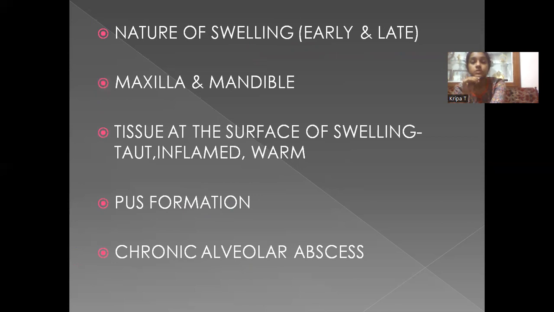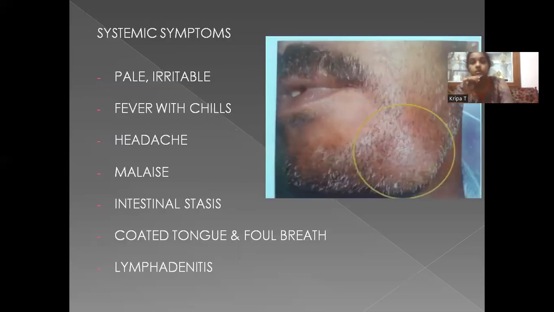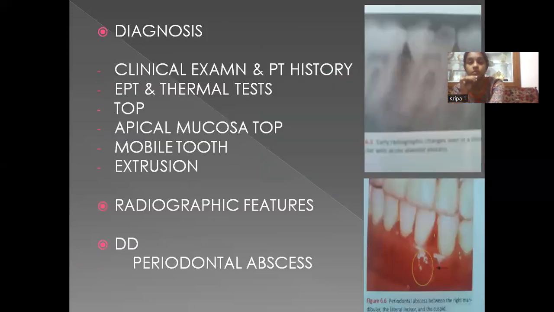So the nature of the swelling is to be noted. Whether it is in the maxilla or mandible is also very much significant. The tissue at the surface of the swelling will always be quite taut, inflamed, and warm. There will be pus formation, and later on it can turn into a chronic state. Plus, there will be a lot of systemic symptoms for the patient: fever with chills, malaise. He'll be pale and irritable with lymphadenitis, coated tongue, and foul breath.